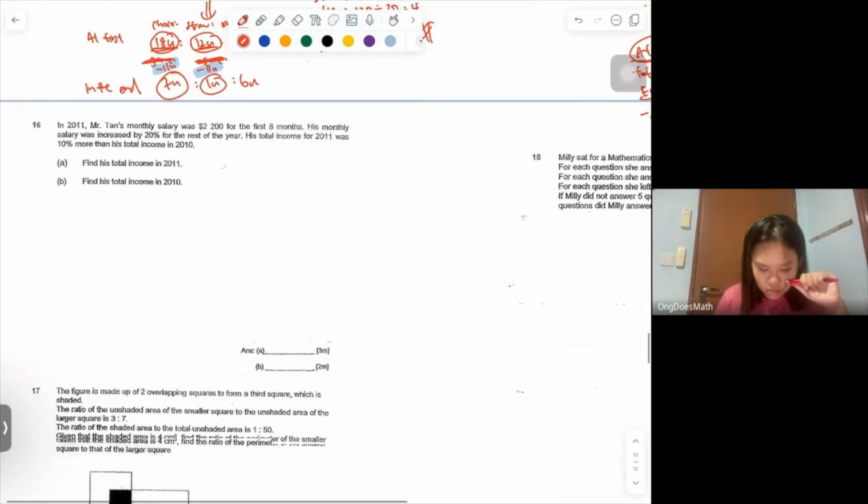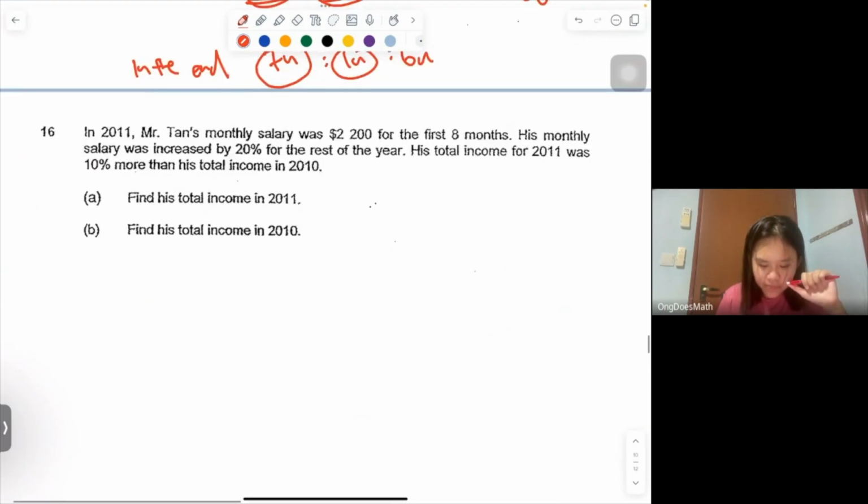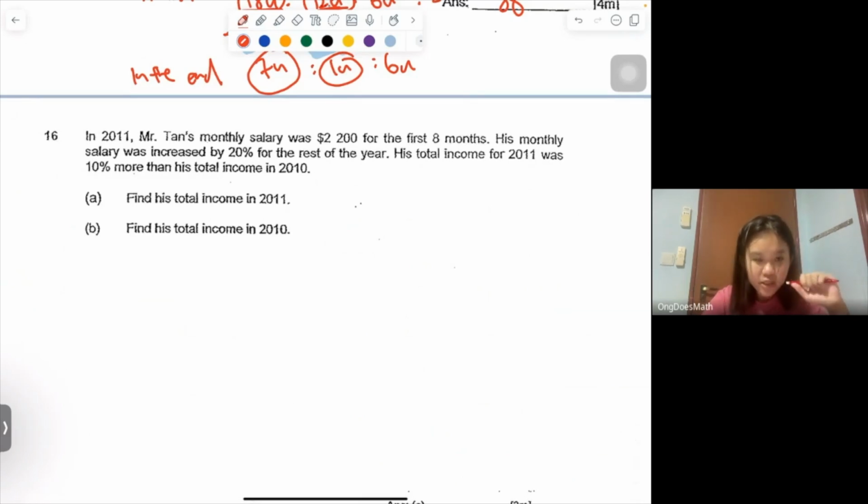Okay, next up, we have question 16. In 2011, Mr. Tan's monthly salary was 2,200 for the first 8 months. His monthly salary was increased by 20% for the rest of the year. His total income for 2011 was 10% more than his total income in 2010.